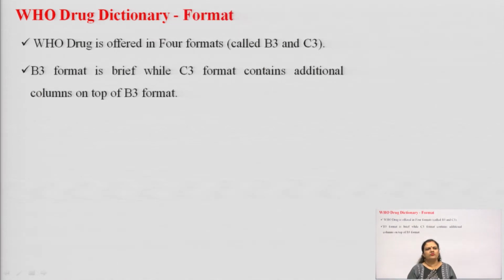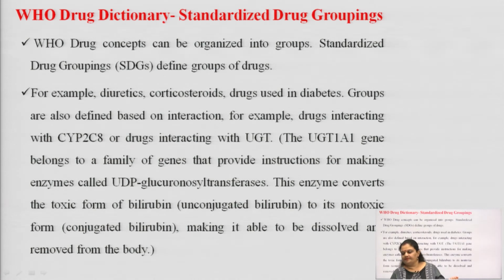Now, coming to the WHO drug dictionary format, it is basically available in 4 formats. The main ones are the B3 and C3 formats. B3 format is brief and very short, while the C3 format contains detailed, large additional columns, detailed information or the references on top of the B3 format.